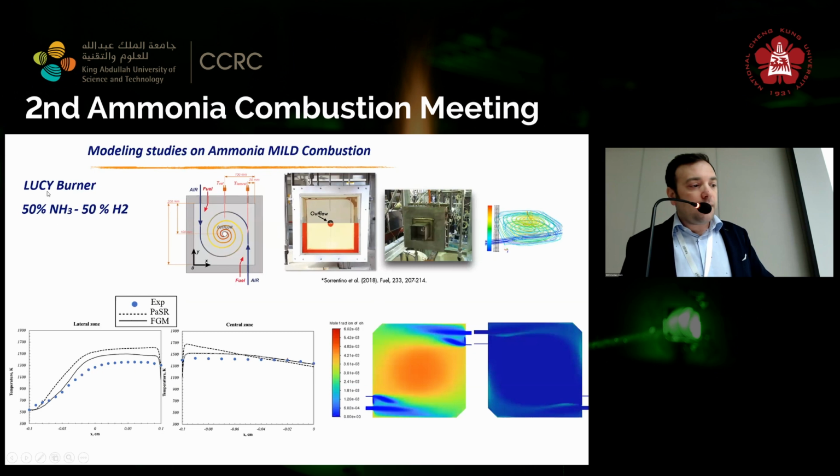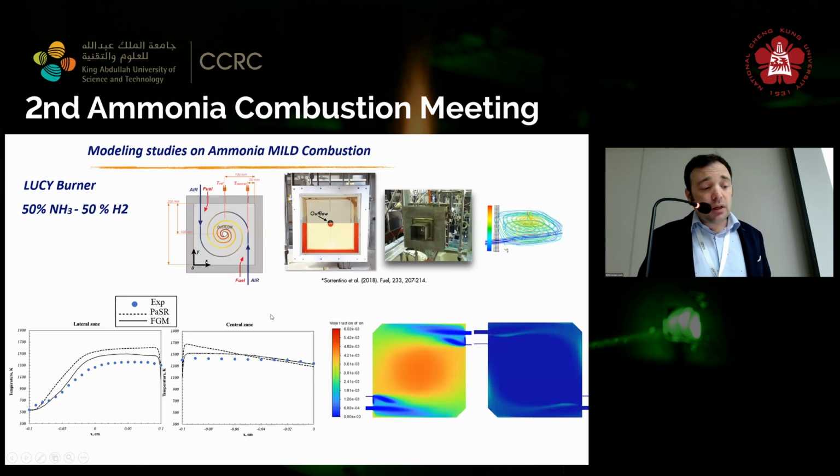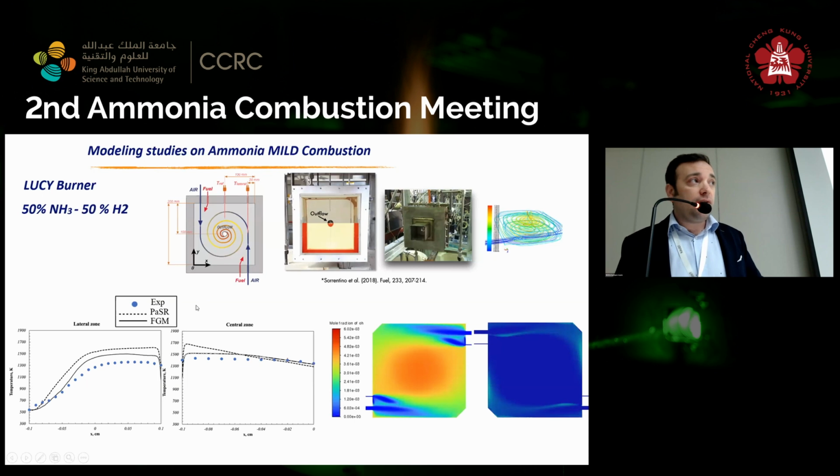If we do the same with an ammonia-hydrogen blend, in this case 50% ammonia in hydrogen, we can see that the disagreement is worsened with respect to both models, and this is true also for the species. We are investigating this effect. If we increase the amount of hydrogen in the mixture, the disagreement gets worse, and we are trying to understand if it is mainly related to differential diffusion effects or to the possibility of including, for example, the internal dilution of the system in the modeling.